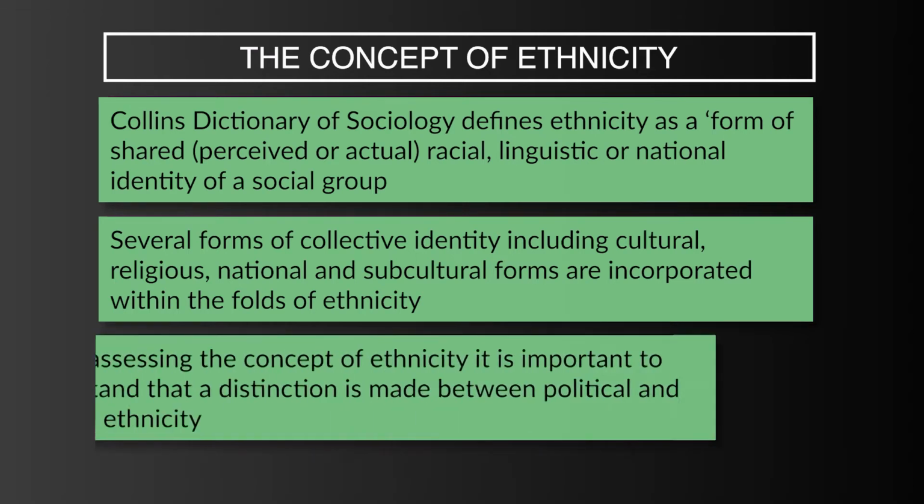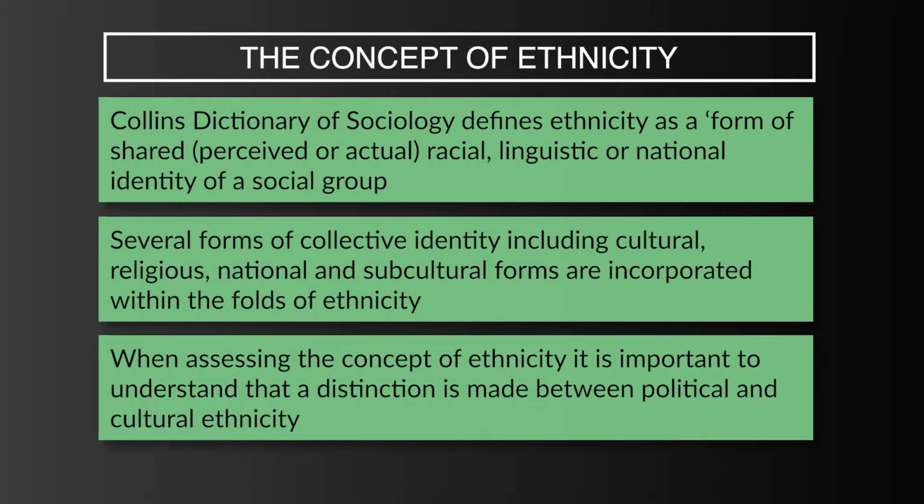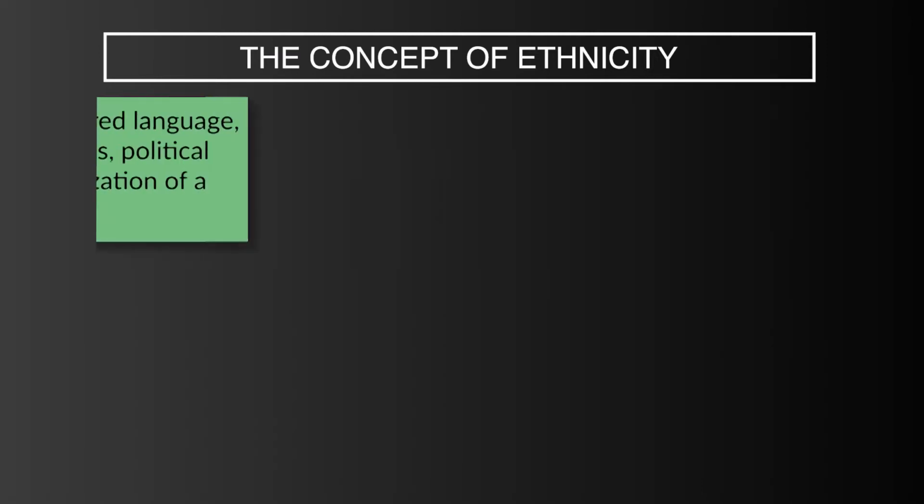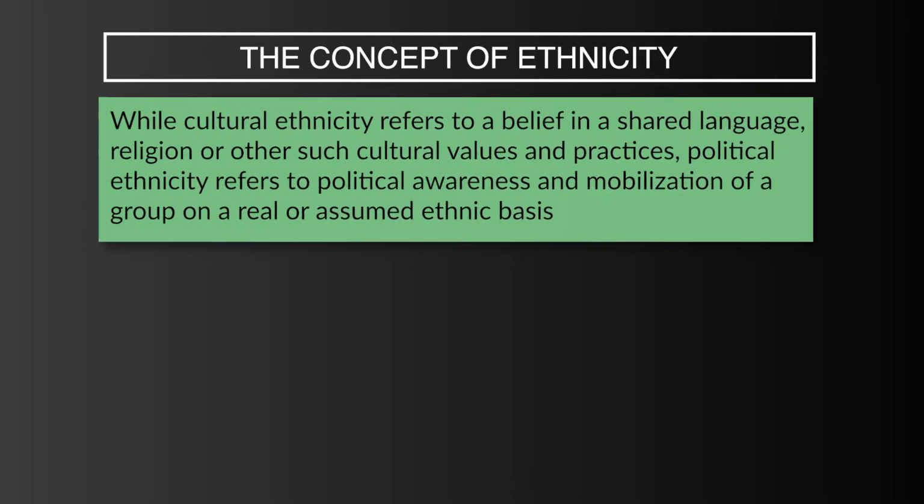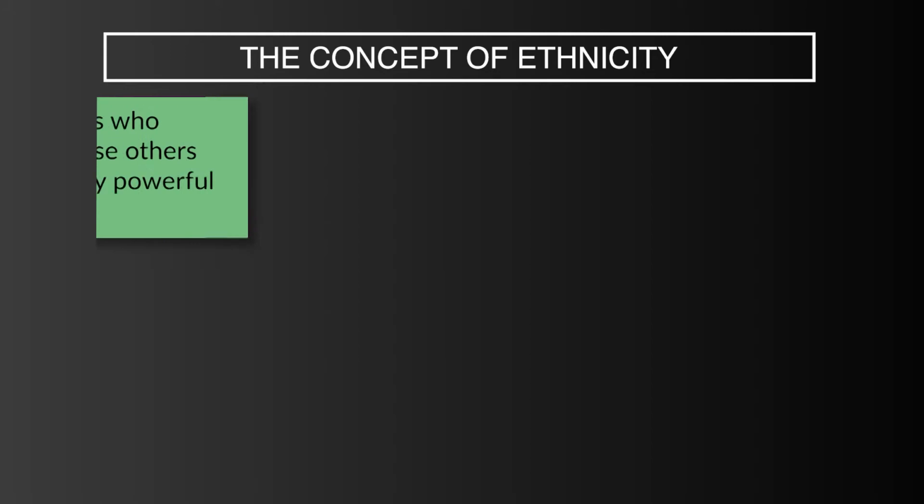And when we talk about ethnicity, it is important to understand the difference between political and cultural ethnicity. While political ethnicity refers to political awareness and mobilization of a particular group, cultural ethnicity refers to a feeling of ethnic closeness or a feeling of identity based on shared religion, language, history, cultural values, practices, etc.